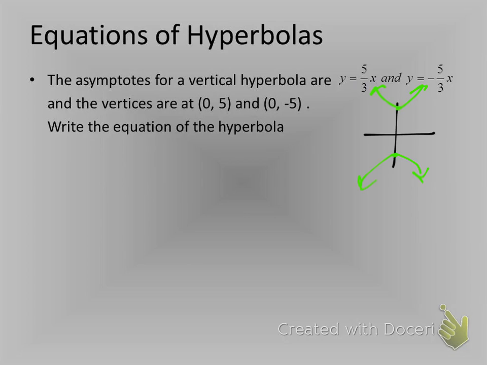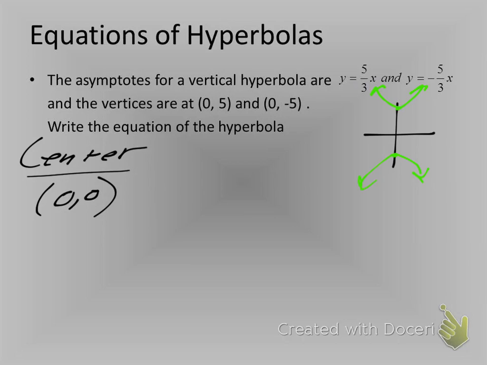Okay, good. Now that you have your picture drawn, first thing you do: center. Center's what? 0, 0. Okay. Center 0, 0. So, what are we missing? Your A squared, B squared. We're missing A, we're missing B, because we need A squared and B squared.